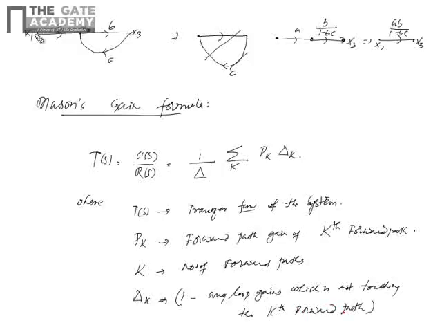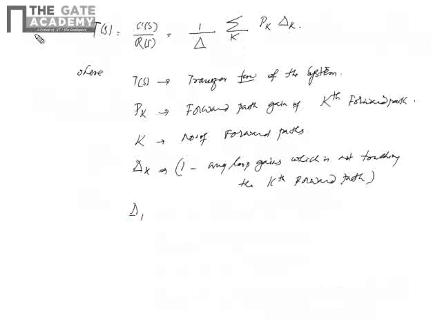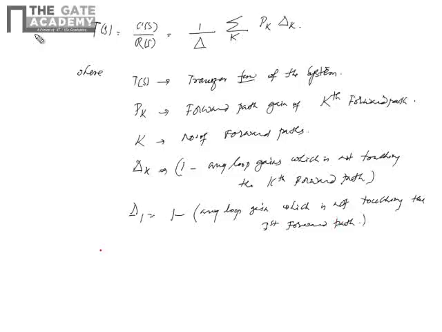1 minus any loop gains, it may be more than one loop also. So that is the delta k. For example, delta 1, if I take 1 minus any loop gains which is not touching the first forward path. Yes. Next, delta. What is delta?